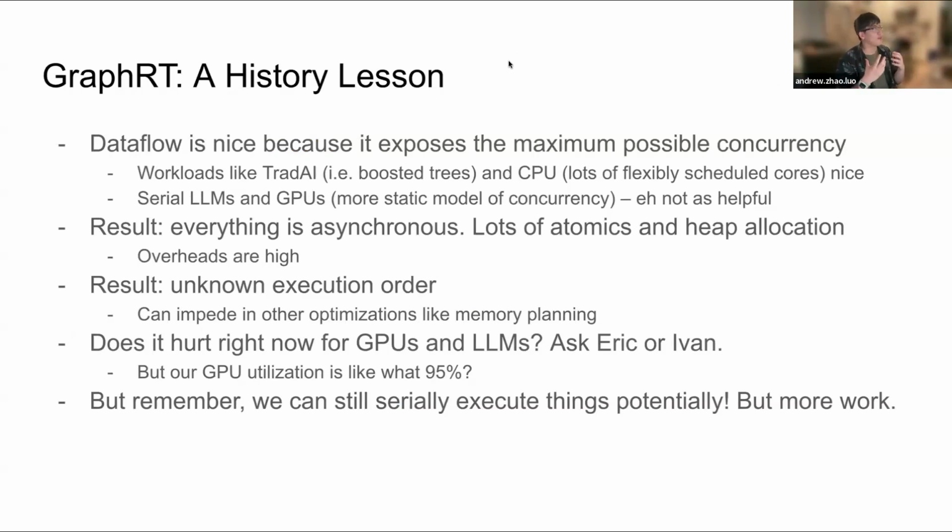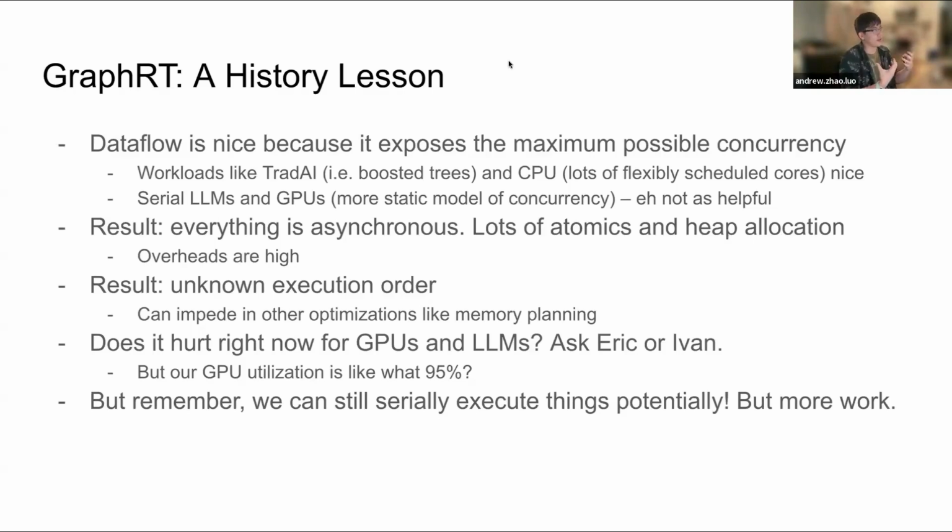So this is really great because for some workloads like traditional AI, where you maybe think about boosted trees, and certain pieces of hardware where you have CPUs with a lot of flexibly scheduled cores, you can basically guarantee this model helps you saturate all of your hardware at once. For stuff like LLMs and GPUs, maybe it is less helpful. So that's the thing to call out. So that's the potential benefit.